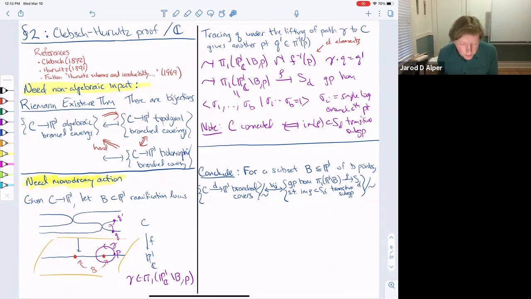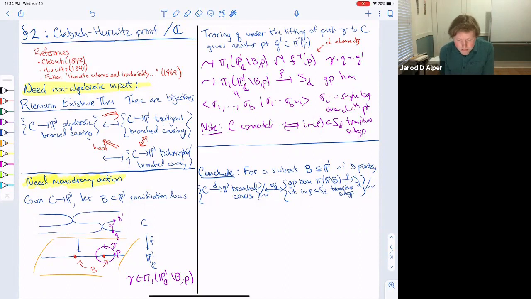Right, and so the upshot of this is that we have this nice conclusion that for any subset B, these are the branch points. So capital B is always the branch locus, little b is the number of points. And so we have a bijection between branch covers and group homomorphisms such that the image is transitive.